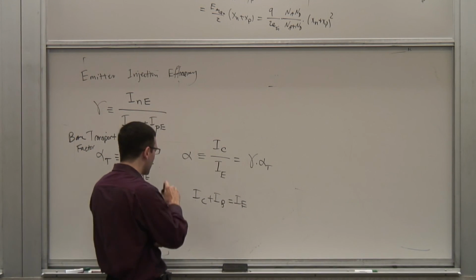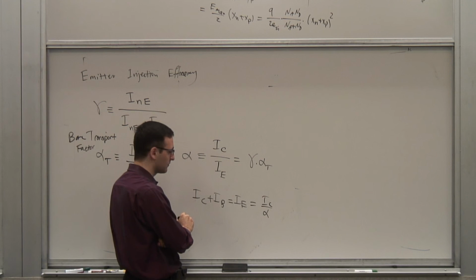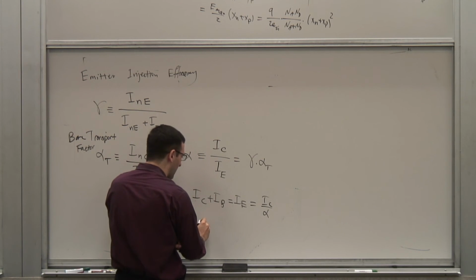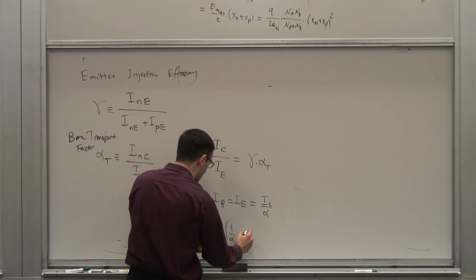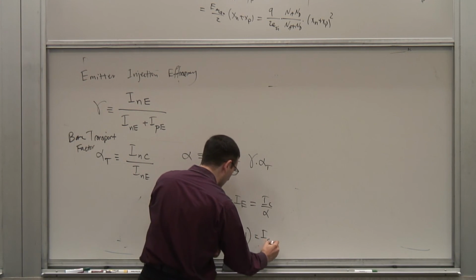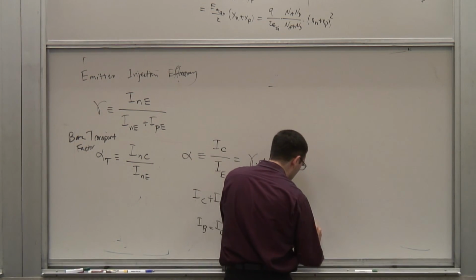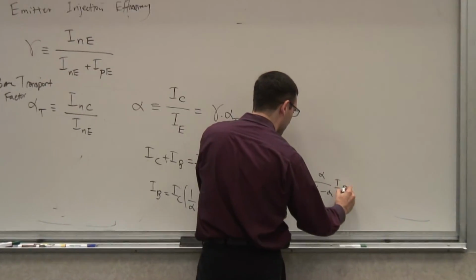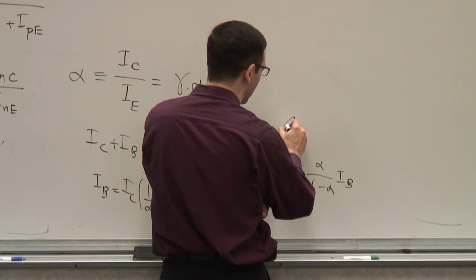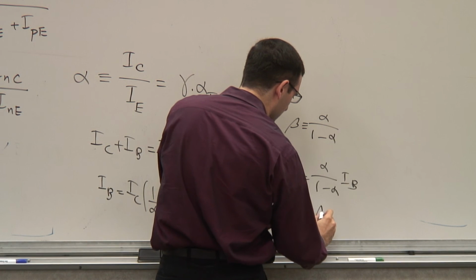Okay. But I can write my IE as IC divided by alpha, based on this expression. And therefore, I can write my IB as IC times 1 over alpha minus 1, which is IC times 1 minus alpha over alpha. In other words, IC is alpha over 1 minus alpha times IB. And now this quantity is defined as beta of the transistor.